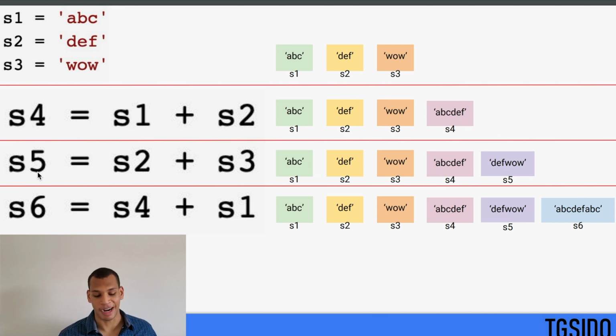And now for S5, we have S2 plus S3. What's in S2? DEF. What's in S3? Wow. So now we're going to have DEF wow, putting those together, and put that into S5. So we have DEF wow in S5.